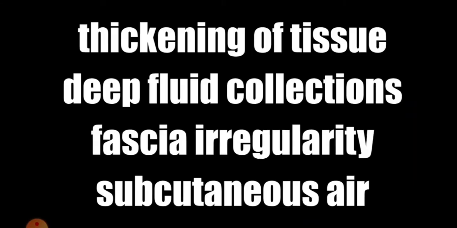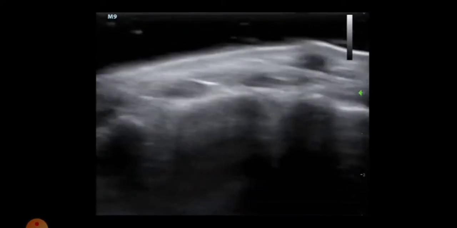Now, there are a few ultrasound findings that you can look for to try and diagnose that NSTI, and that includes thickening of the tissue, deep fluid collections, fascia irregularity, and subcutaneous air. Now, I think most of us think about subcutaneous air with necrotizing soft tissue infections, but you definitely don't need to have air present in order to diagnose this.